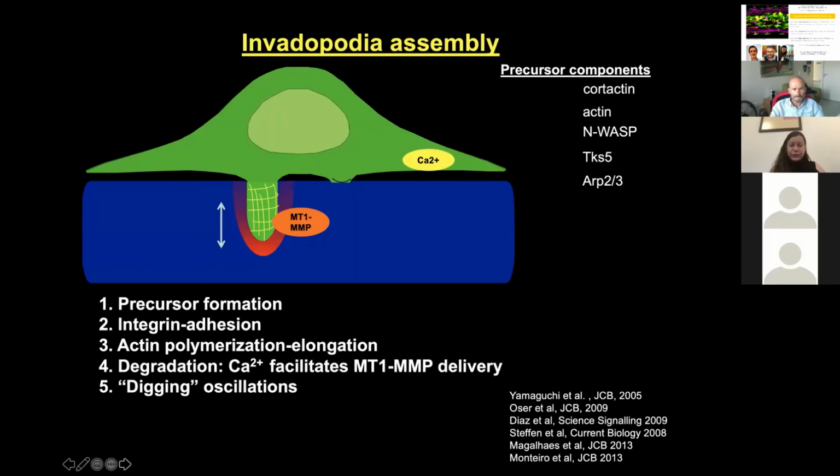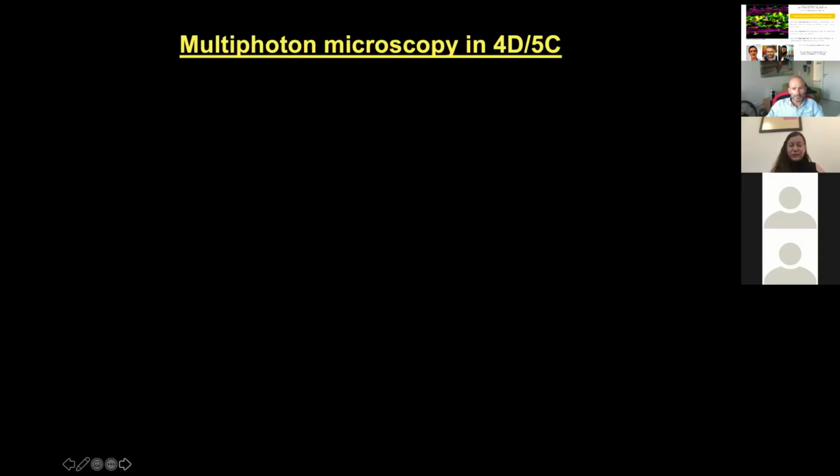So this process goes on for hours in vitro, and sometimes even days in vivo, as we found out. And so it's a pretty long-living structure. So that kind of gave us the hope that we can image it in vivo, because in vivo you cannot image too fast.